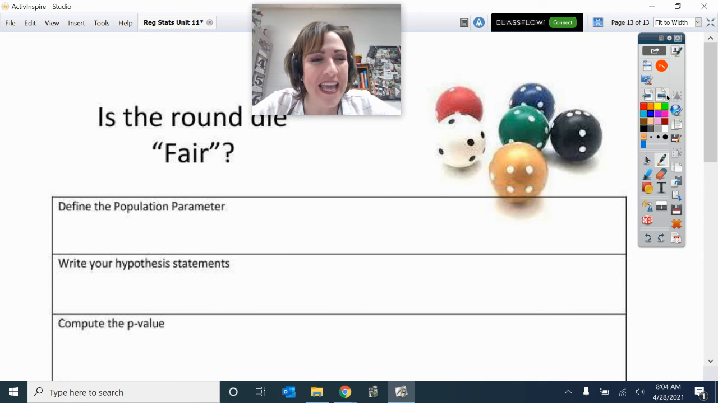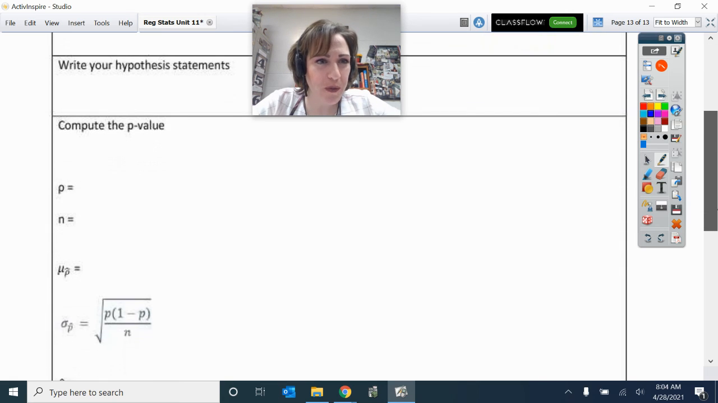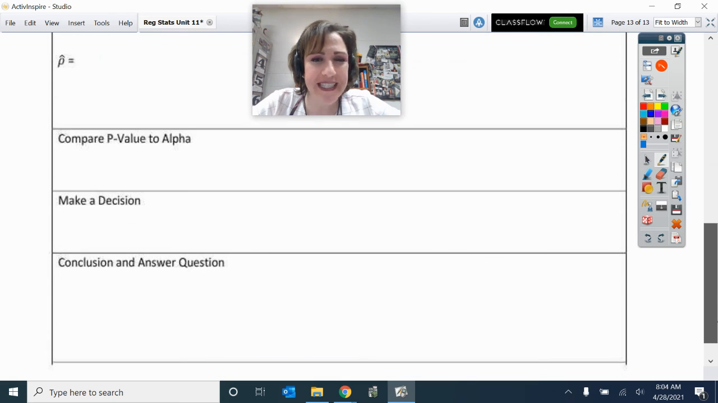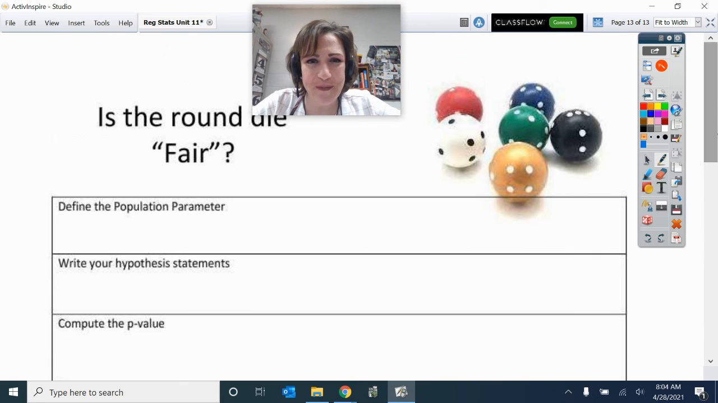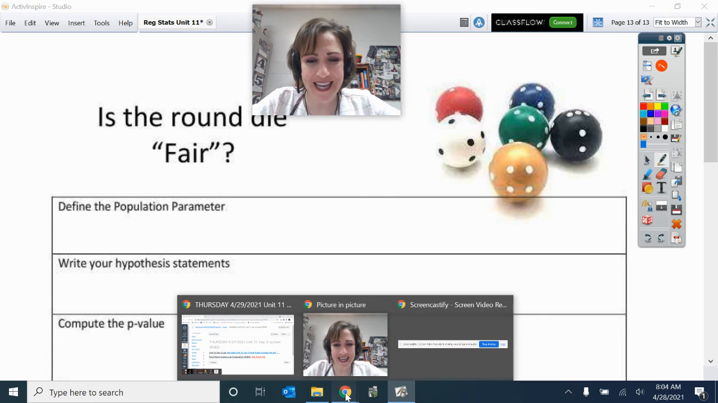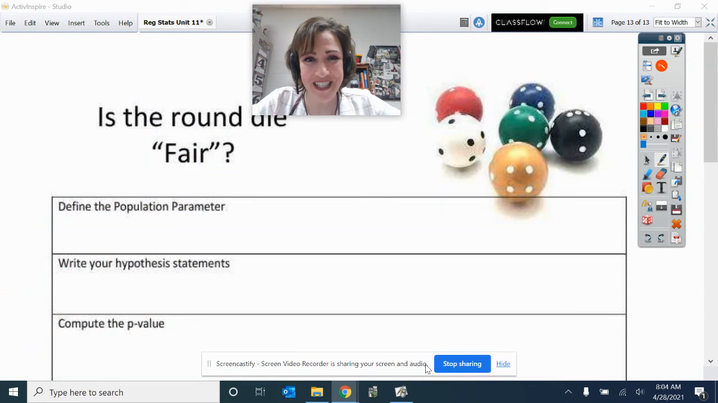Sorry, I forgot. Is the round die fair? P is going to be the proportion of times that the die lands on whatever number you chose. You put your hypothesis statement, and we're going to see if your die is fair. All right, so that's your lab for today. Hope you have fun collecting your data.